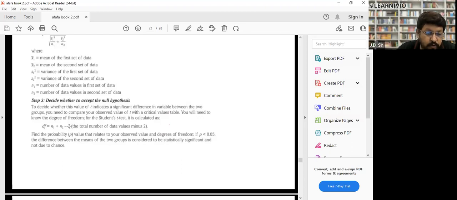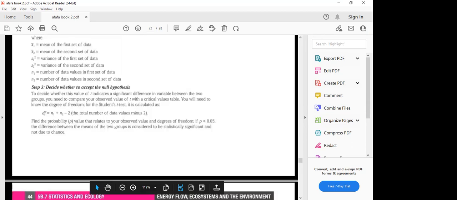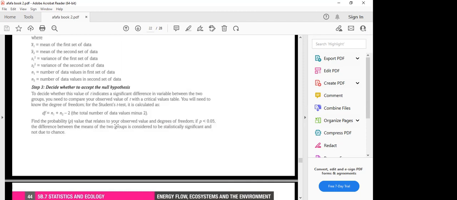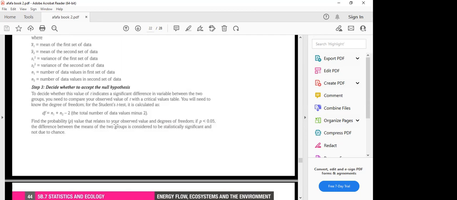So what are n1 and n2? We have already got n1, the number of data values of the first data, and n2, the number of the second set, right? Okay. First you have to use the above formula, then you will find the degree of freedom. The sequence will be the same.